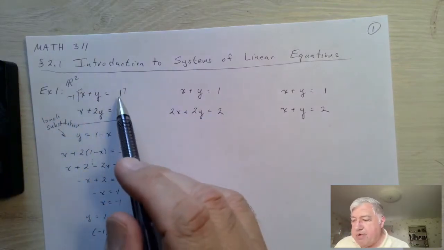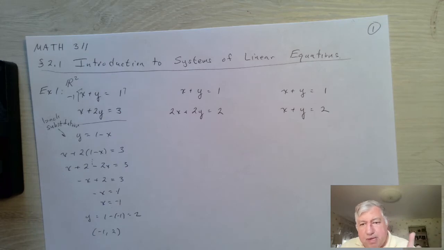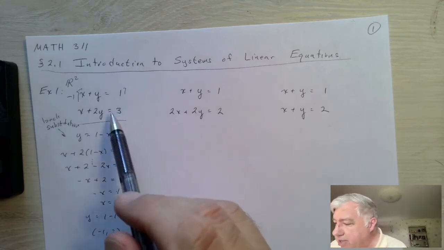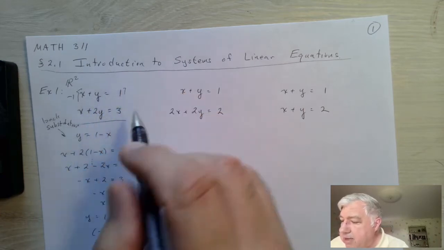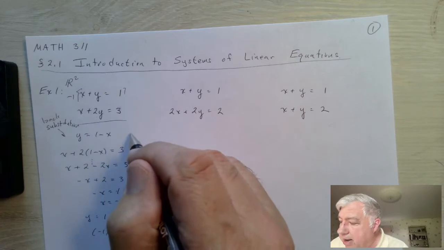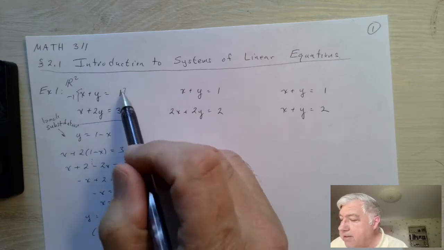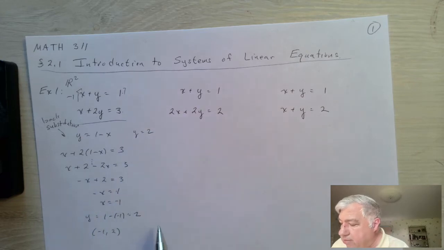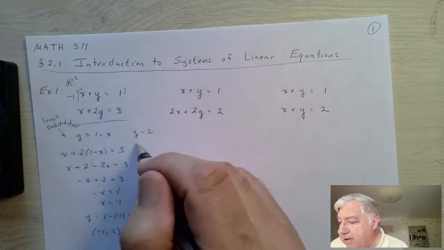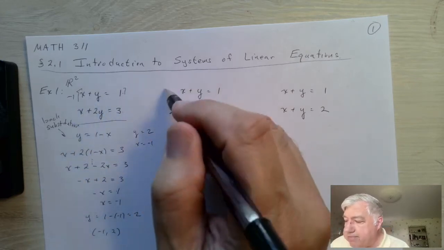We can add two equations together, because if we're assuming both equations are true, then we can add them together and get another true equation. So in this case, we would get negative y plus 2y, that would be y. And then this would be -1 plus 3, that would be 2. So we get y equals 2, and then we can plug back in here and get x equals -1. Okay.